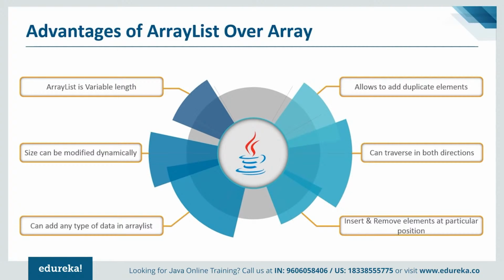Next, you can add any type of data, maybe list, union, structure, etc. Not only that, it also allows you to add duplicate elements in the list. Next, you can traverse an array list in both directions, that is, forward and backward, using list iterator. And it also allows you to insert and remove elements at a particular position.